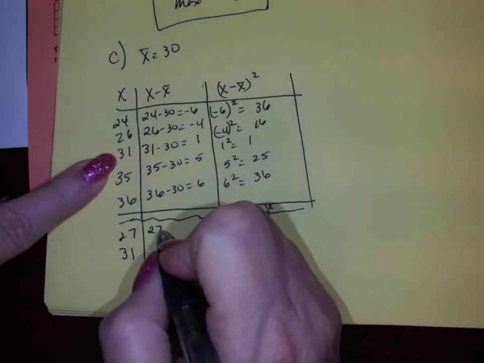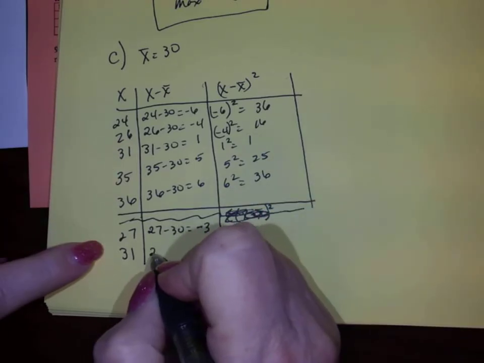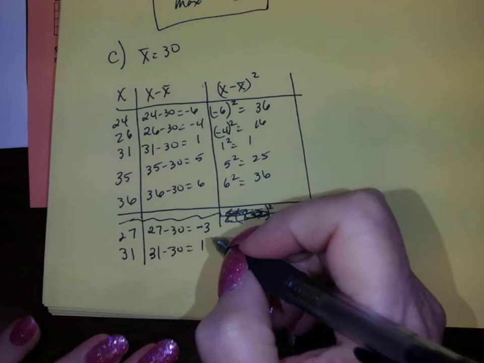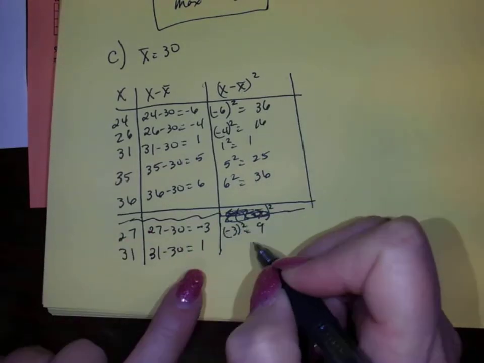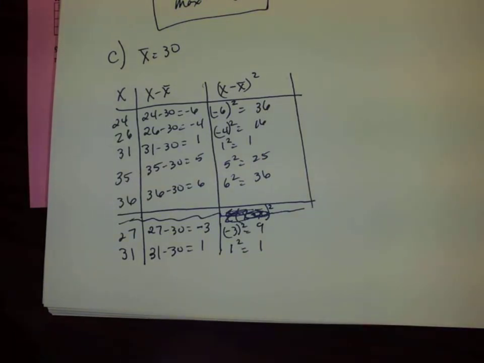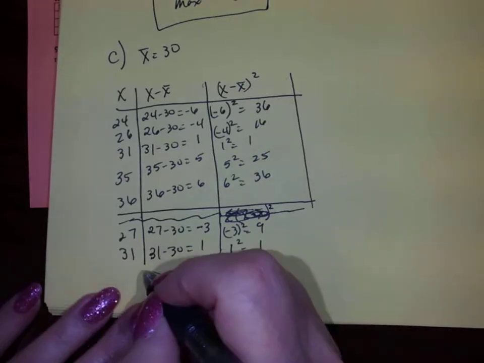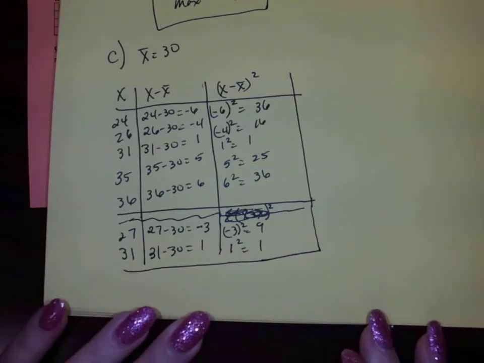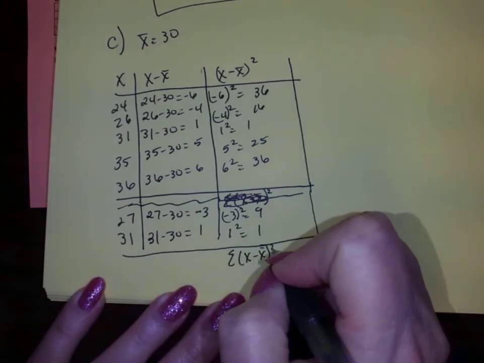All right, so 27 minus 30 will get us negative 3, and 31 minus 30 will get us 1. So negative 3 squared will get us 9, and then 1 squared again will get us 1. I'm going to make sure I have all of my numbers and that it matches the math I have written down. And it does. I have all of the data points in there. All right, so we've got the summation of x minus x bar quantity squared.